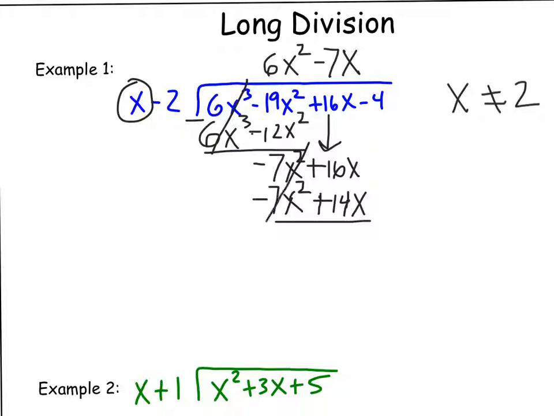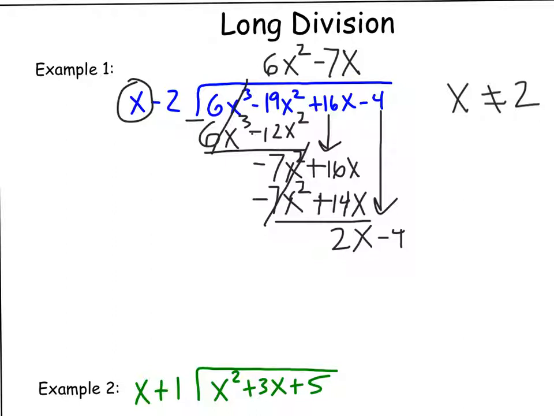Of course, those are going to cancel. And there I get 2x. And then down comes my -4. Round 2 is now done. And I've pulled down the last term that was available, the -4, which means this is starting round number 3. And this is going to be the final round.